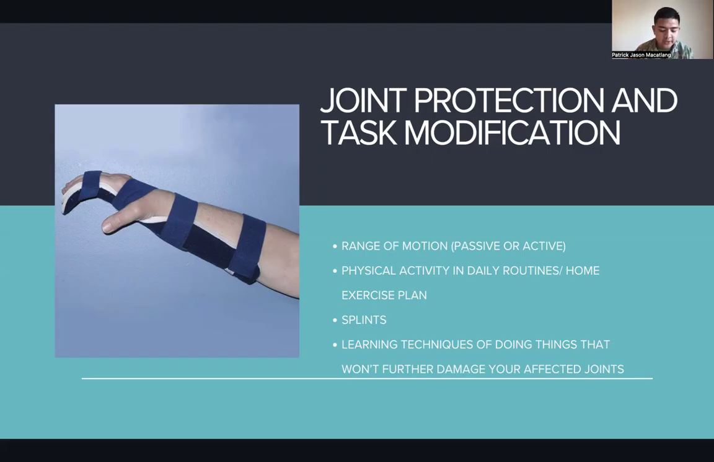Finally, we would teach you techniques for doing things that won't further damage your affected joints. For example, if someone has joint pain in their fingers caused by RA, we would instruct you to open a bottle or a jar with your palm and not your fingers, as we want you to put less strain on the joints, and we would want you to use the strongest, largest joint available.